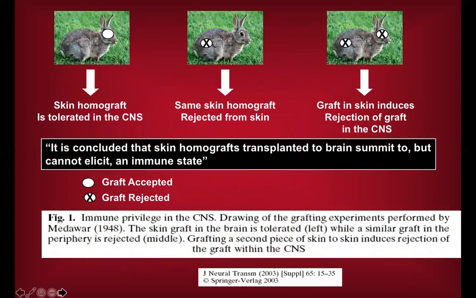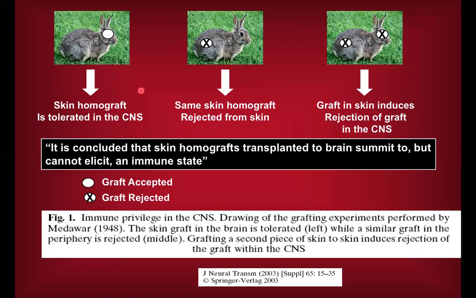So this is that classic experiment from 1948. The first picture is a rabbit, and the little white dot there is a tissue graft. Okay, so they were doing skin grafts from other rabbits that were put in there. And so you could put a skin graft into the brain of another rabbit and it was tolerated. Okay, so this is the idea of immune privilege, there's no immune response. And in order to get graft rejection, you need an immune response.